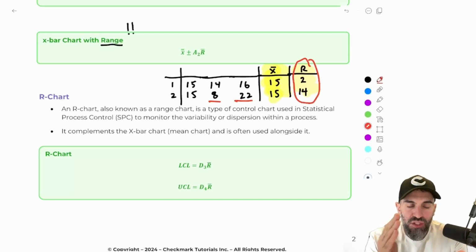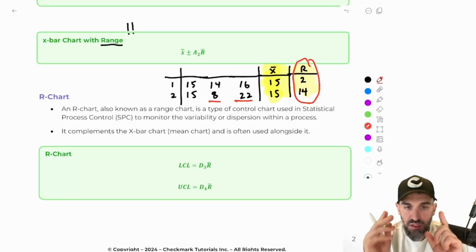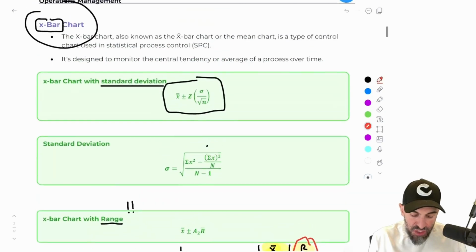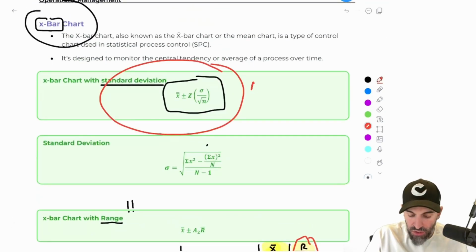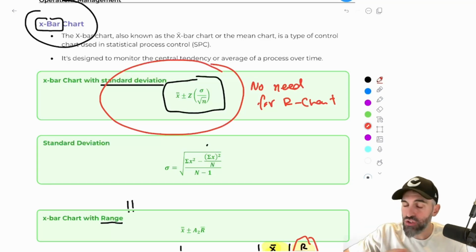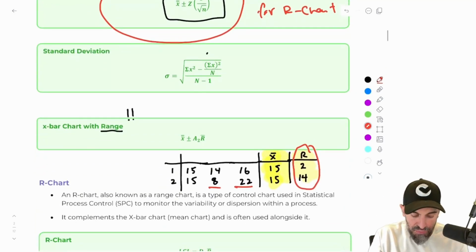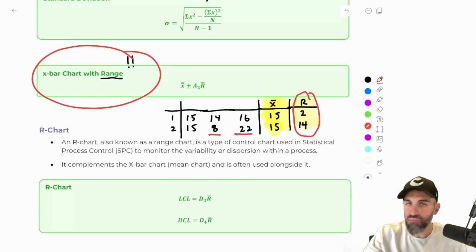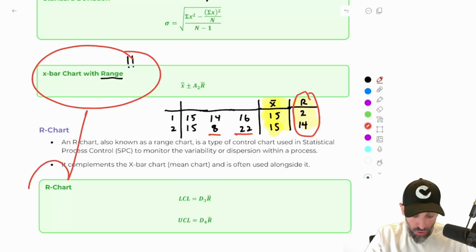So, do you always need to do the R chart? The answer is no. Here's the thing. Listen up, because this is going to be important for knowing when to do it and when not to do it. If you have the standard deviation, then you have no need for the R chart. If you have the standard deviation and you're solving your X-bar chart using the standard deviation, you do not need the R chart because the standard deviation is a measure of variation. But if you do not have the standard deviation and you're evaluating your process using the X-bar chart with the range, you need to also use the R chart.